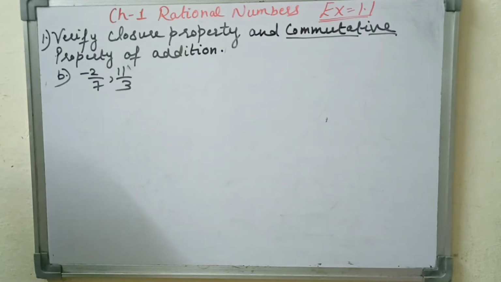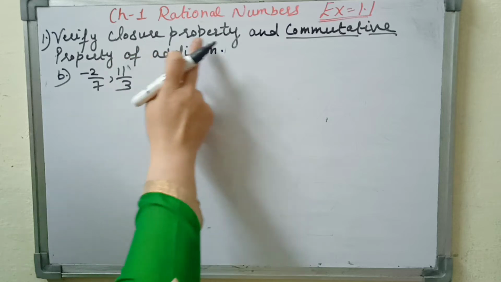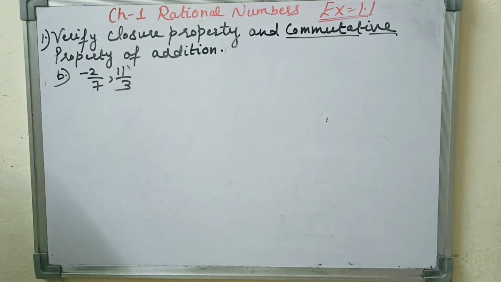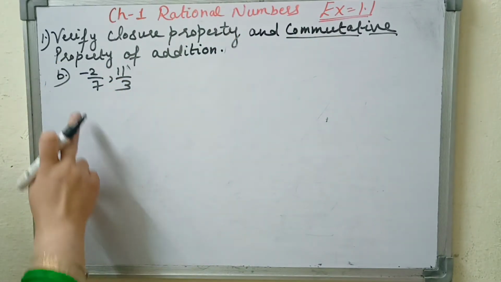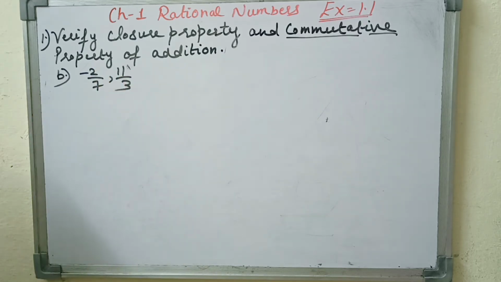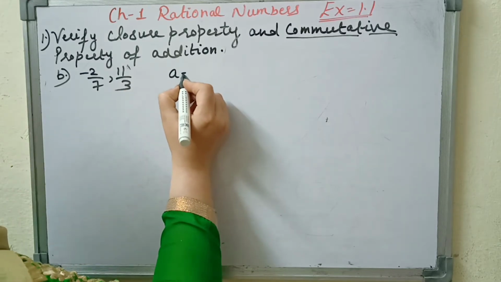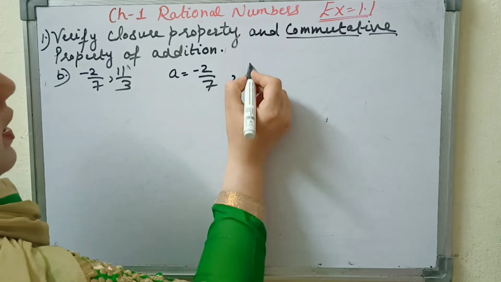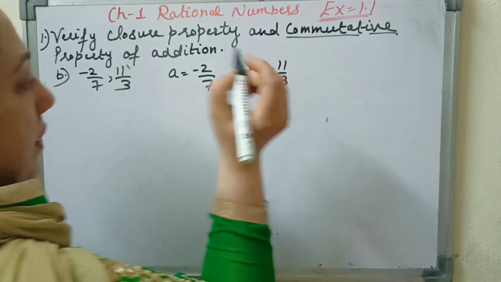Let's discuss Exercise 1.1 based on the properties of addition of rational numbers that we discussed earlier. The first sum is: verify the closure property and commutative property of addition. The part is -2/7, 11/3. According to the closure property, the sum of two rational numbers is a rational number. Let us take A = -2/7, B = 11/3.